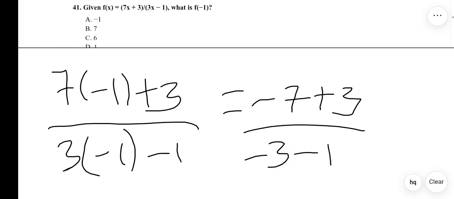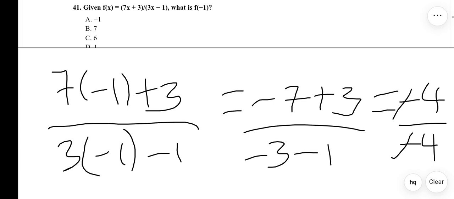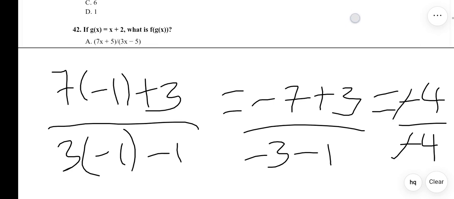Minus 7 plus 3. You owe the debt of 7 naira, you pay 3 naira. That means you are still owing the debt of 4 naira all over. Minus 3 minus 1 will also give minus 4. Minus cancel themselves. 4 divided by 4, 1. So my answer is 1, which is option D.